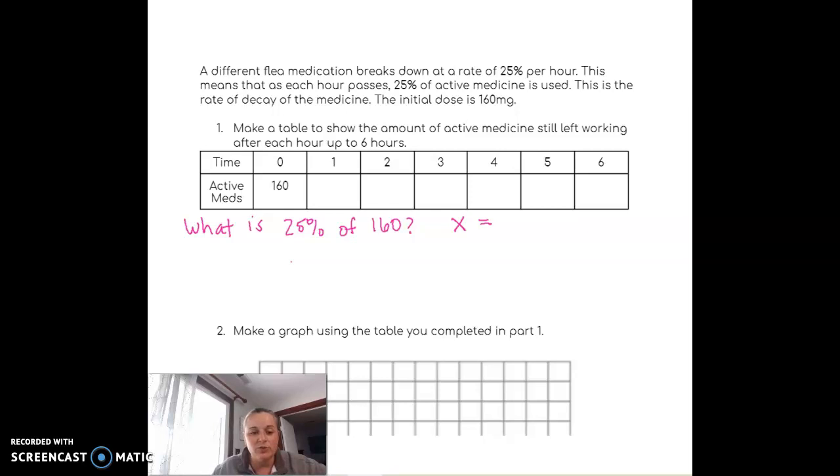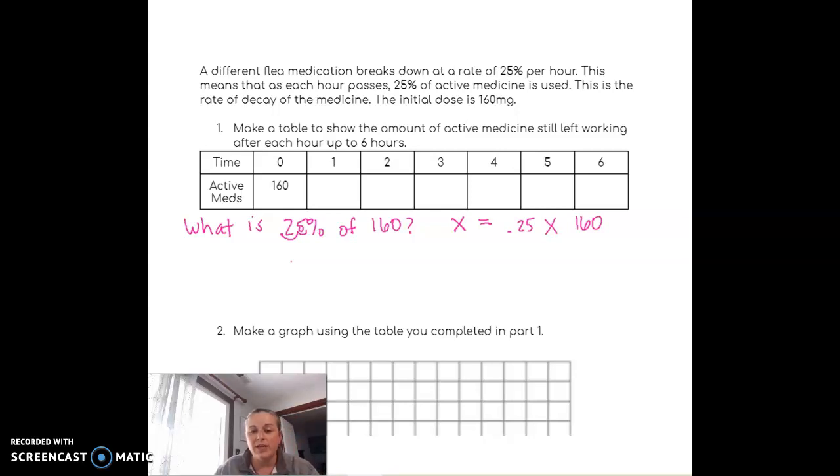as a decimal. We just move our decimal 2 places to the left, so we have 0.25, which I put in my calculator. Of means to multiply, 160. So to find out what number of milligrams is not used, we take 0.25, 25 hundredths, times 160. When you do that, you end up getting 40.